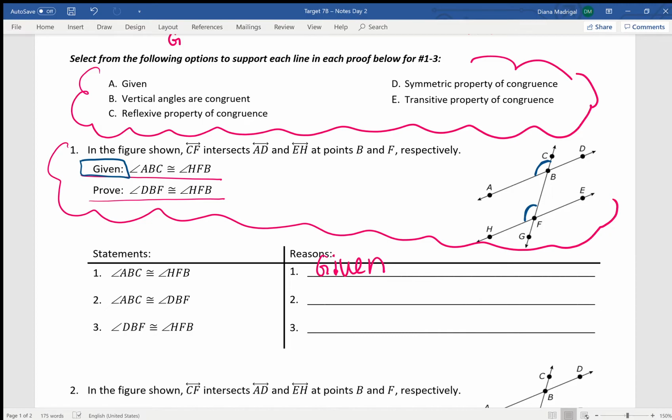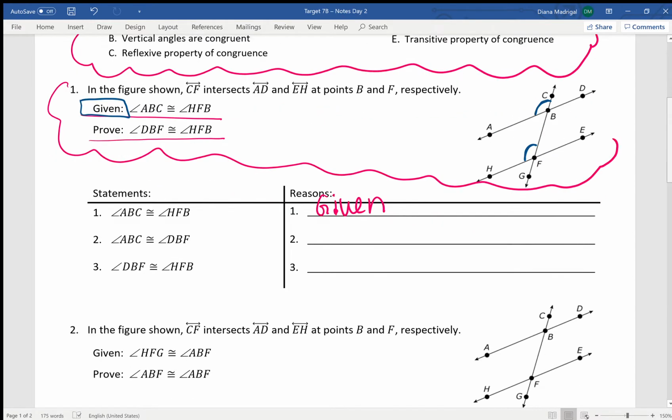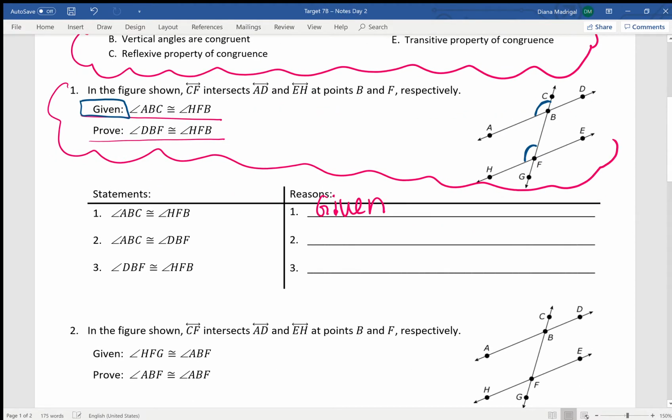Second, it says ABC. So again, I'm talking about the same angle right here, okay? It says ABC is congruent to DBF, DBF right here. So now those angles are congruent because they are vertical angles. And then lastly, DBF, we're talking about the same angle right here, is congruent to HFB. We're talking about the same angle right here. Why are those two congruent?